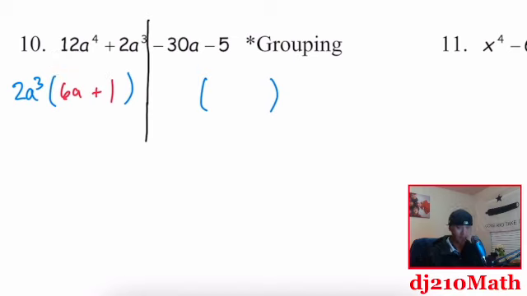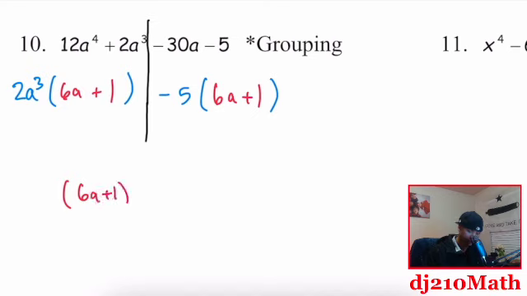For factor by grouping to work, I know that this side needs to have 6a plus 1. Like it has to. So what can I factor out of the right so that 6a plus 1 shows up? This is going to be a negative 5, because when I put it back in, negative 5 times 6 is negative 30. So we're good there. And negative 5 times 1 is negative 5. So this is good.